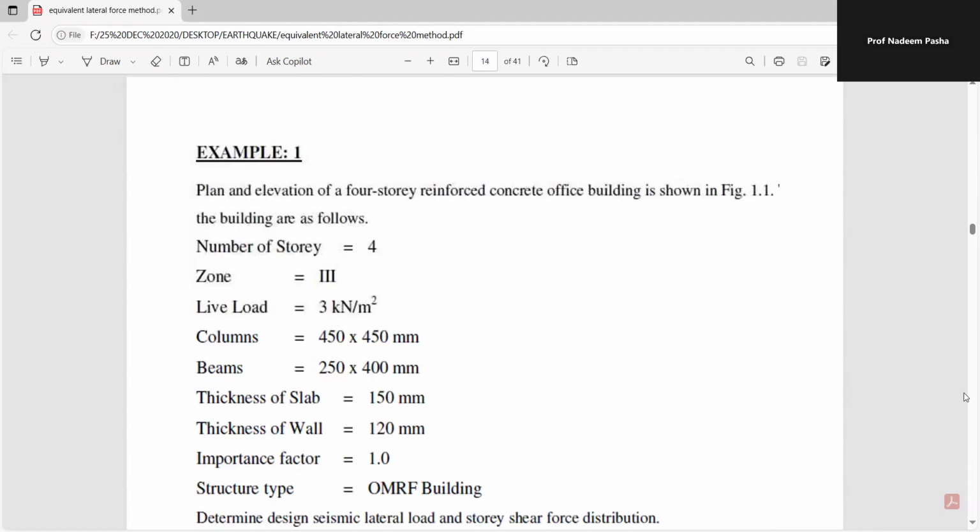The plan and elevation of a four-story reinforced concrete building is as shown in the figure. The building details are as follows. The number of stories is 4, zone is 3, live load is 3 kilonewton per meter square, column size is 450 into 450 mm, beam size is 250 into 400 mm, thickness of slab is 150 mm, thickness of wall is 120 mm, importance factor is 1.0, structural type is OMRF building. Determine the design seismic lateral load and storey shear force distribution. This you have to determine.